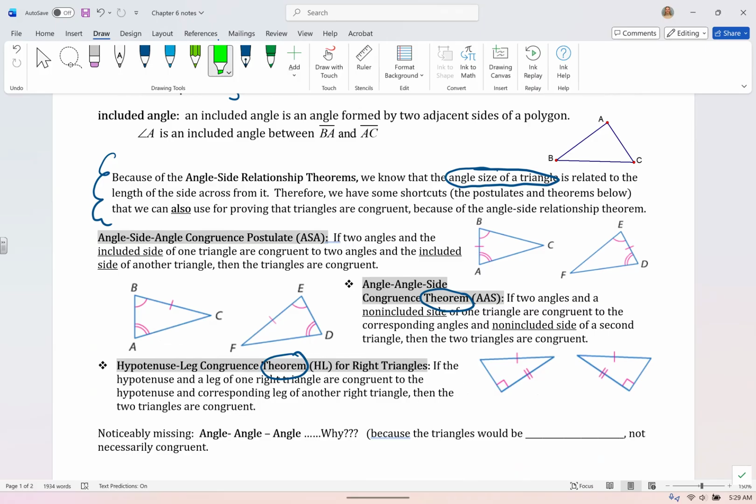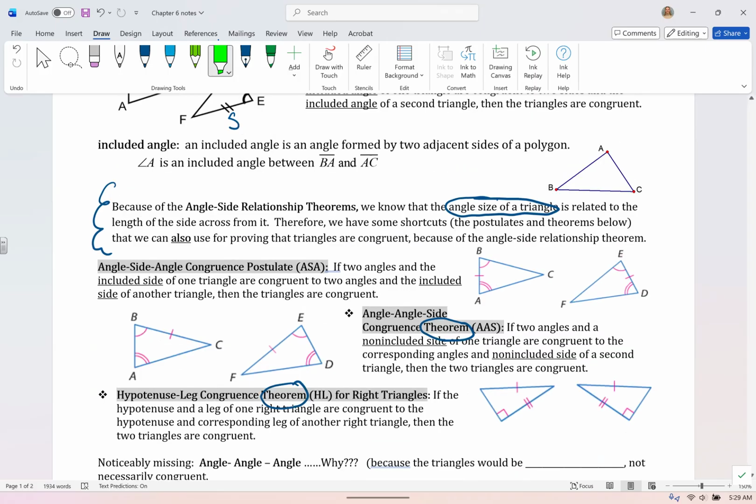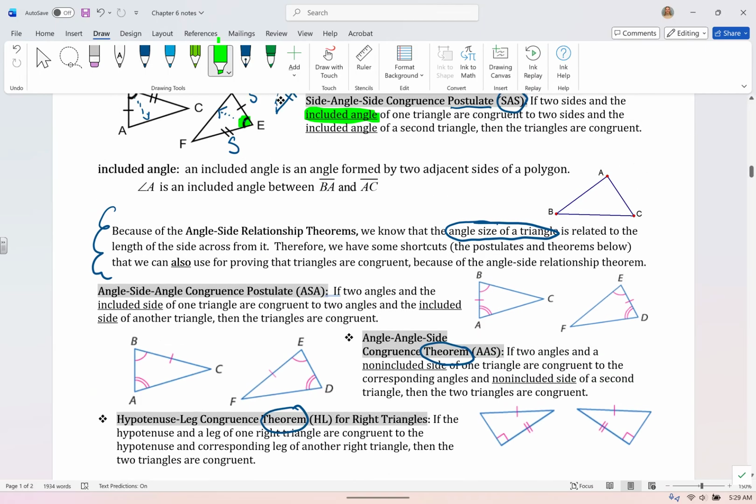The next one just talks about what an included angle is. It's the one that's in between them. So A is included in between BA and BC. If you look at BA and BC, which angle is included? Well, which one is at the vertex in between those two sides? This right here is going to be the included angle. In between those. So you've got a side, then an angle, and then a side.